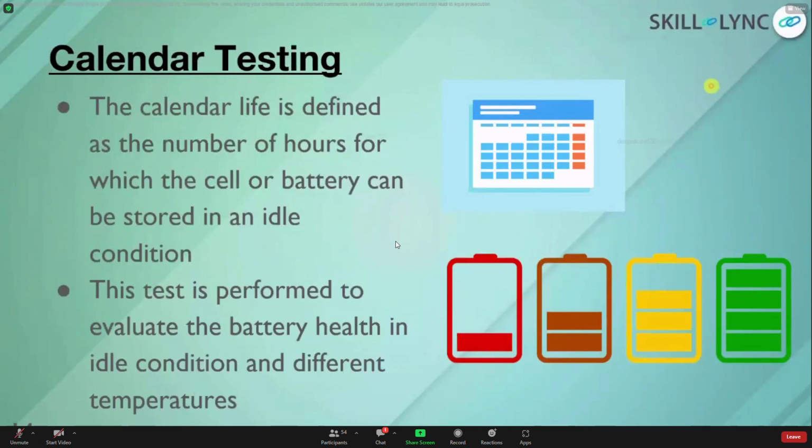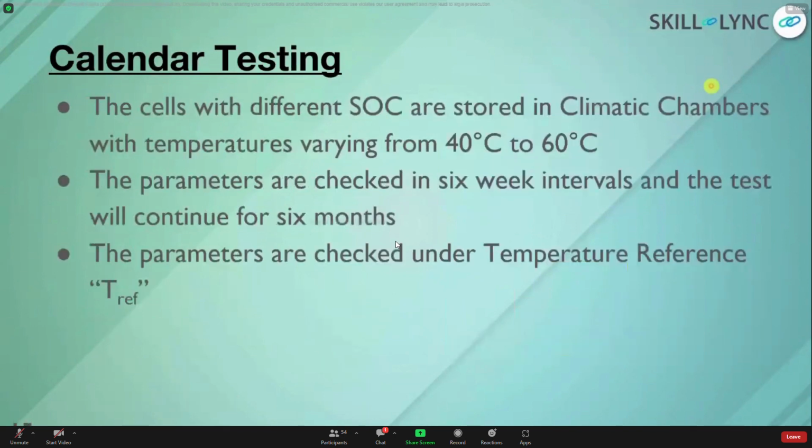So you might be asking why this particular test is required. The answer is that this test is performed in order to evaluate the battery health in ideal condition and at different temperatures, where exactly we will be using the cells in an ideal scenario. Before going into that, let's look into these points about calendar testing. The cells with different SOC are stored in climate chambers with different temperatures varying from 40 to 60 degrees Celsius. So using these steps, we can easily evaluate the calendar testing.